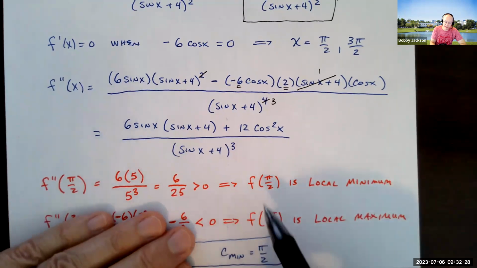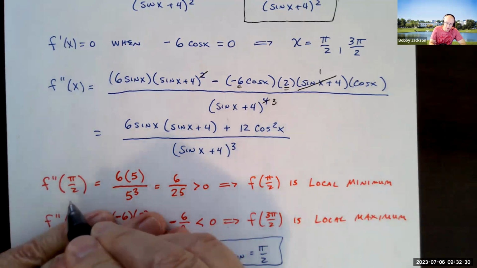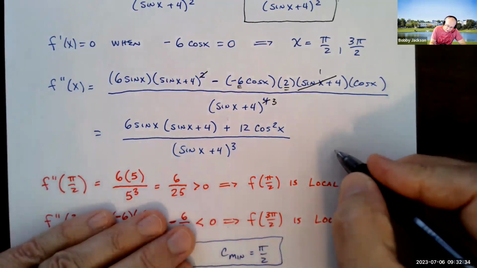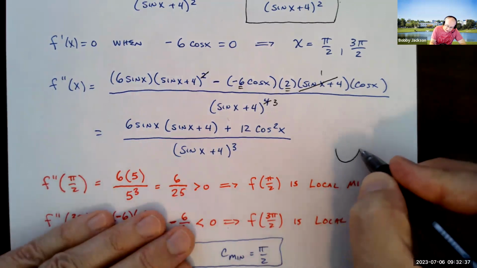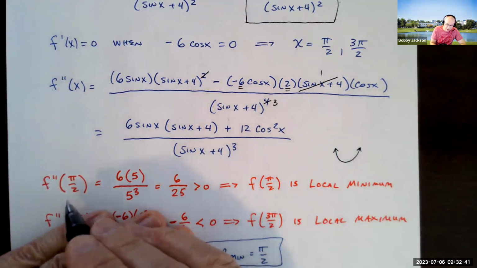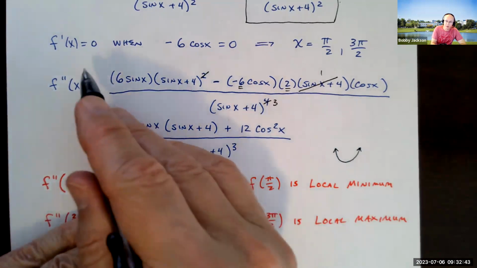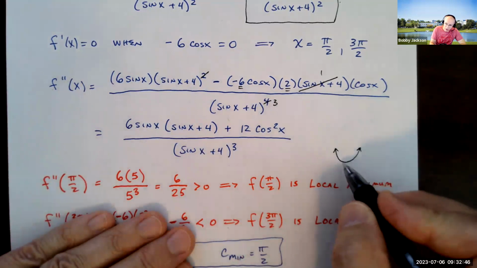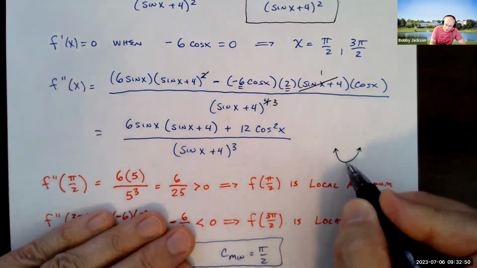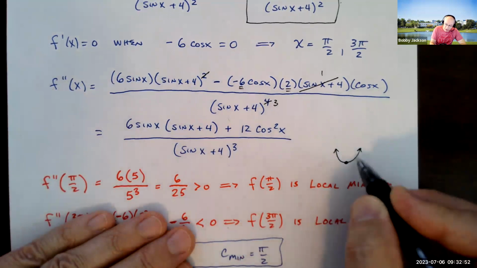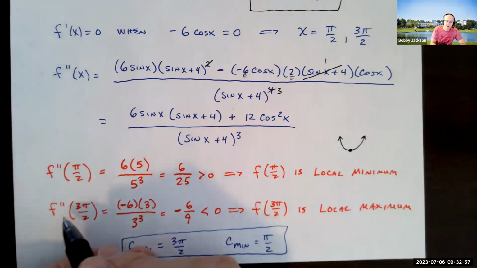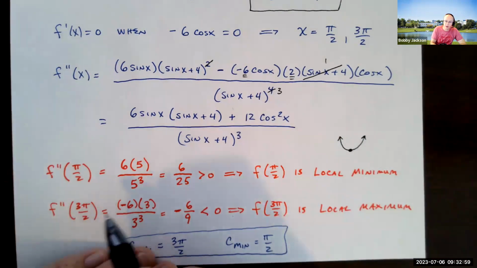Okay, why is that the case? Well, if the second derivative is positive on an interval, the function is concave up, which looks like this. But we also know at pi over 2, the derivative is equal to 0. So where are we on the curve if the derivative is equal to 0? We're right here at the bottom, where we have a horizontal tangent line. And what do we have? A local minimum.